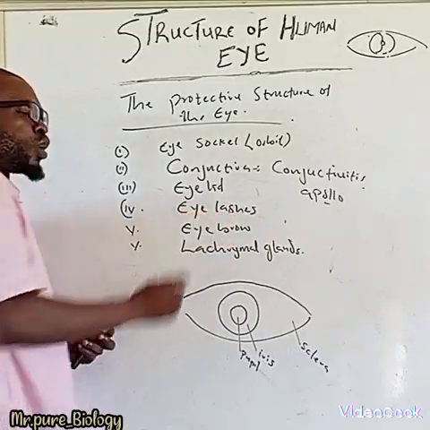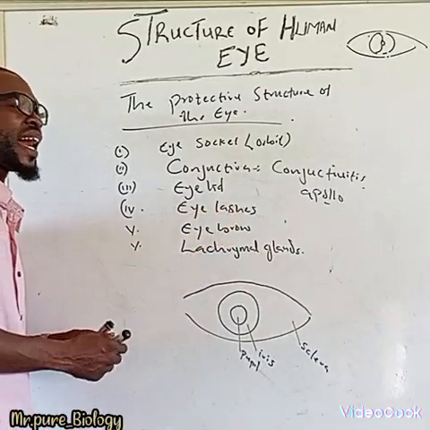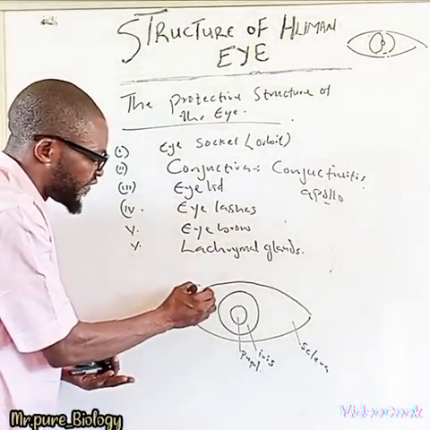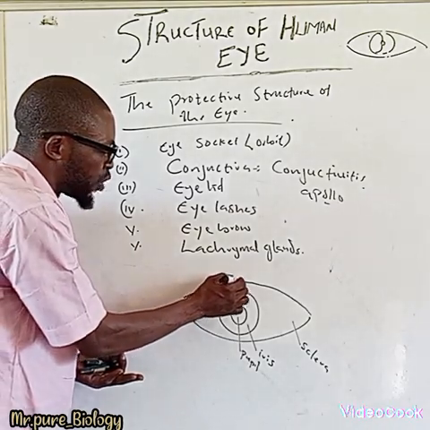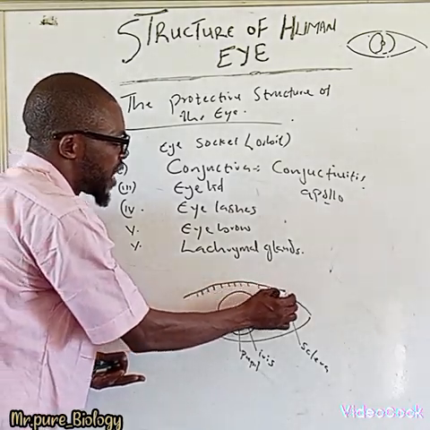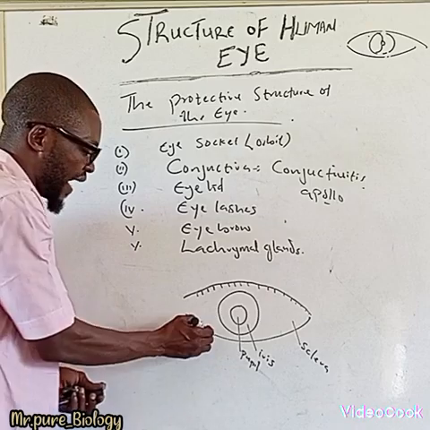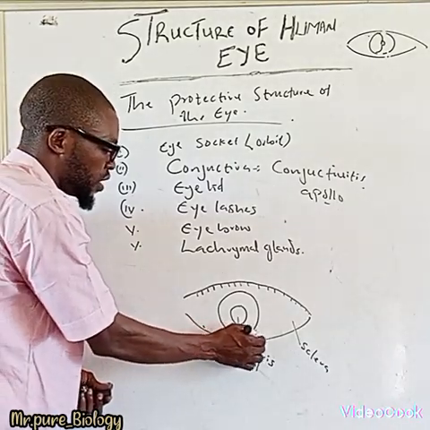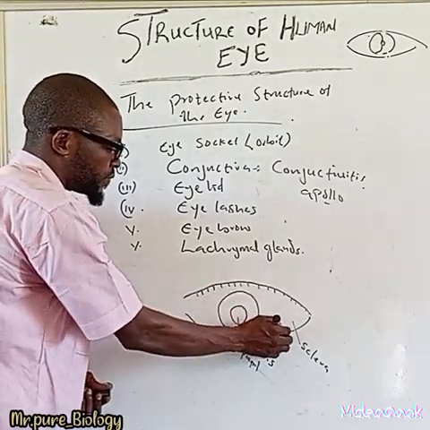The third one is what we call the eyelashes. When we're talking about the eyelashes, these are the fine hairs that grow at the tip, or let's say on top of our eyelid. Here we have the eyelashes. We have the eyelashes here as well, but we have more on top here.